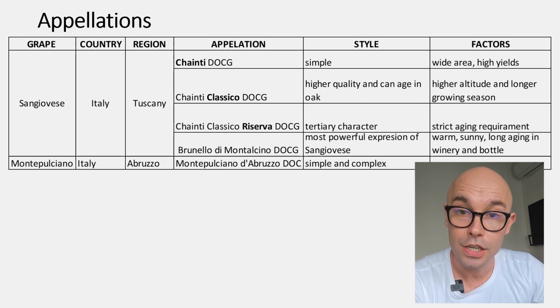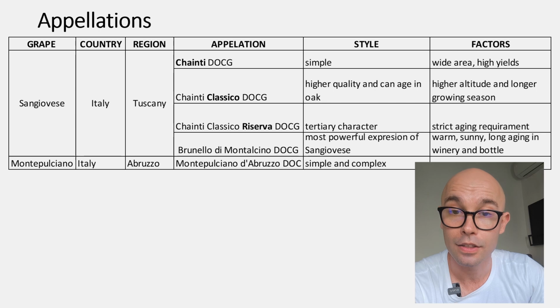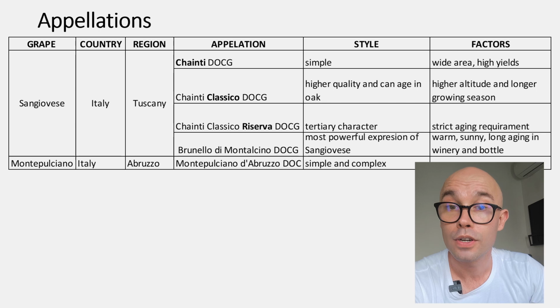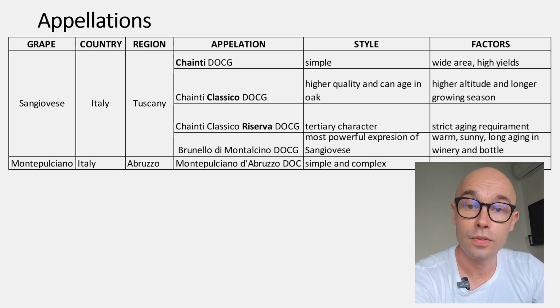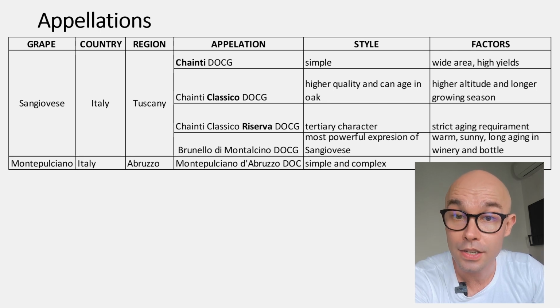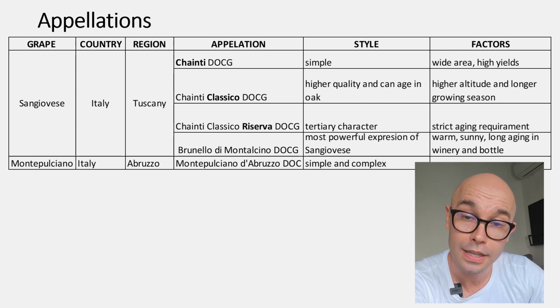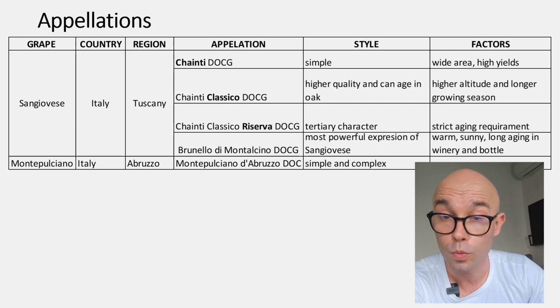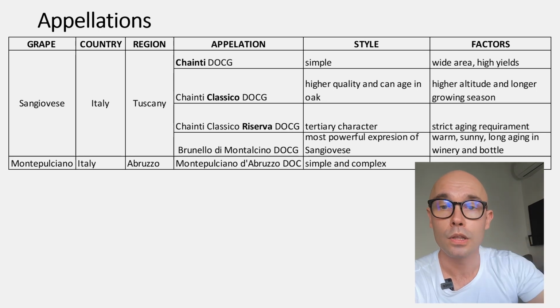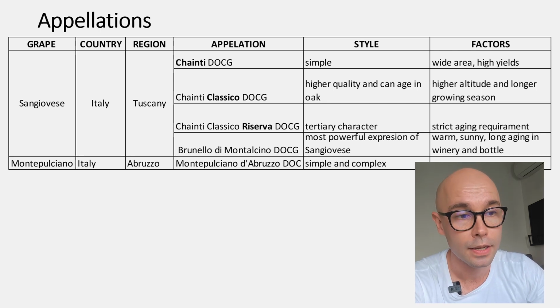Brunello di Montalcino DOCG is the most powerful style of Sangiovese in Tuscany. Brunello is the synonym that they use in Montalcino area for Sangiovese. Most powerful expression of Sangiovese. This is one of the appellations with the longest aging requirement. It is a little bit more south than Chianti Classico, and has a warm, sunny climate, with long aging in the winery and bottle. So warmer Mediterranean climate with long aging in the oak and barrel produces complex, powerful wines.